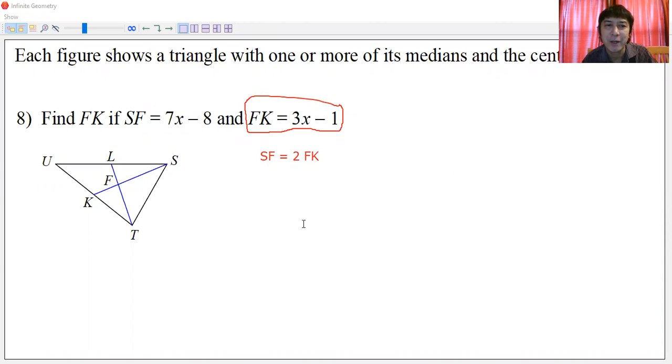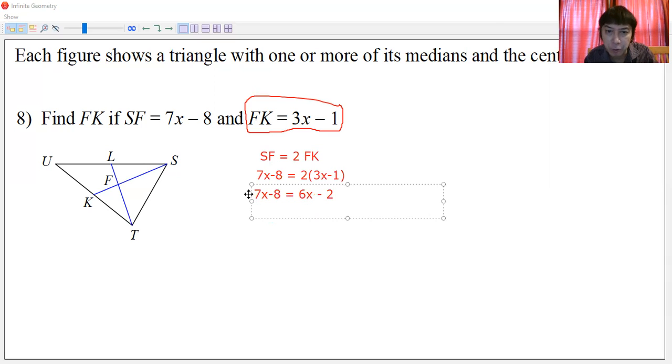All right. So we have something like this, and we're going to use the expressions given. We start with SF, that's 7x minus 8. So we have 7x minus 8. That should be equal to 2 times FK, which is 3x minus 1. There. And we have our equation with x. Solve for x first. We cannot divide because 7 is not divisible by 2. So we're going to do expansion.